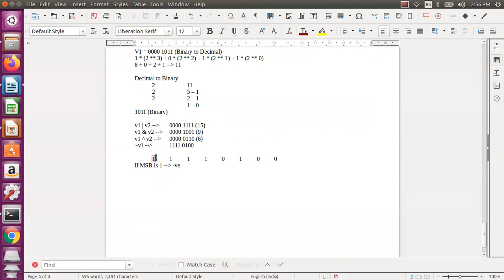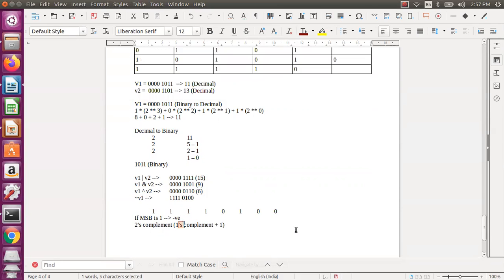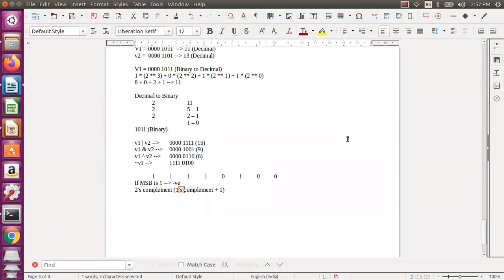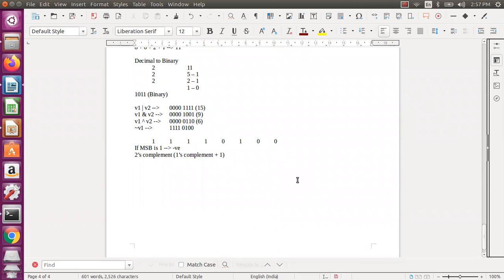If it is a negative number, you need to do 2's complement. If you want to do 2's complement, you need to do 1's complement plus 1. You need to add plus 1 to this binary after making the 1's complement. What is 1's complement? 1's complement is nothing but a negation, meaning the zeros will become 1, the ones will become 0. So now I will take the same number in the same format.